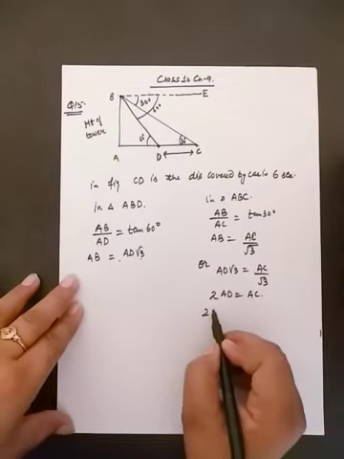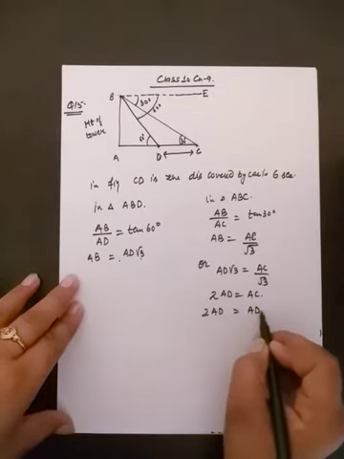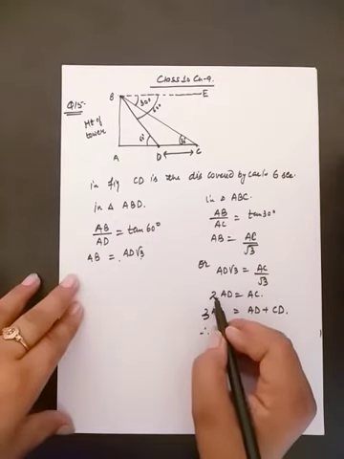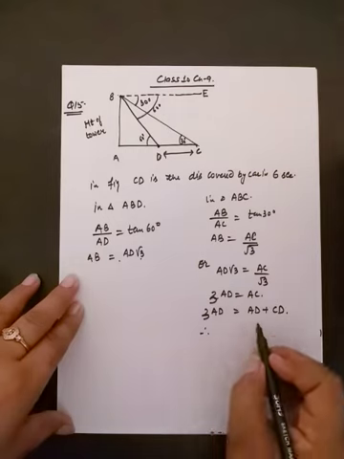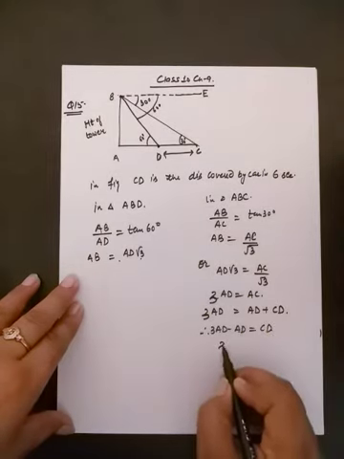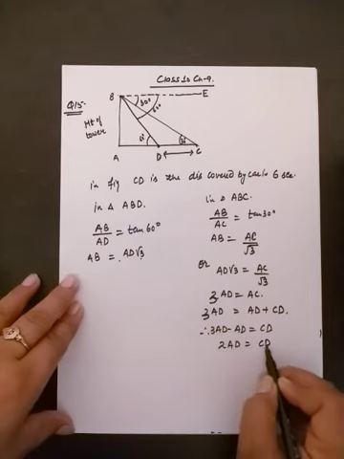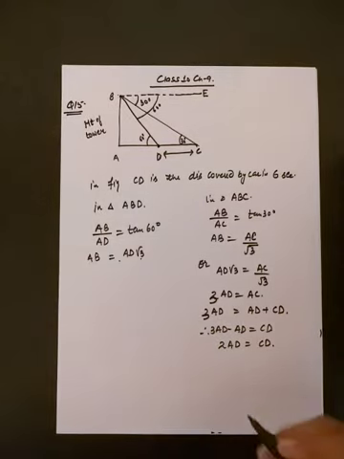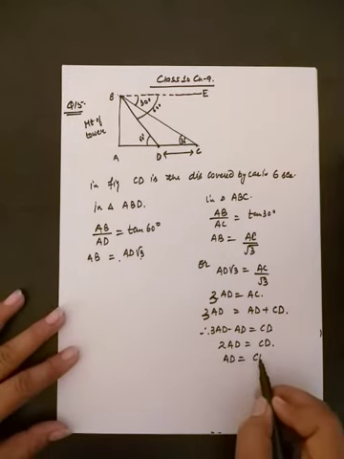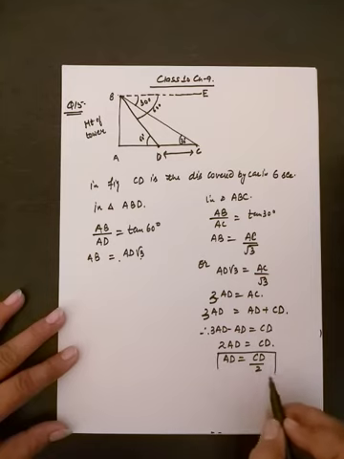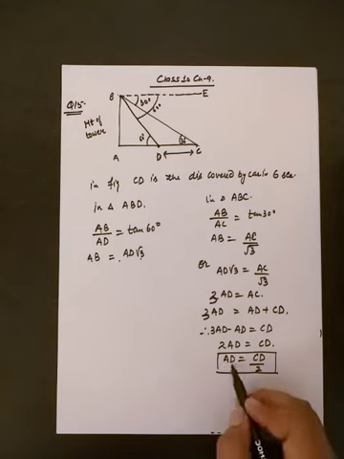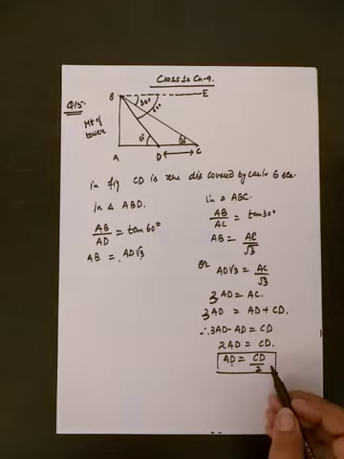But AC can be split into two parts as AD plus CD. So therefore, 3AD minus AD is equal to CD. We get 2AD is equal to CD. So it means AD is CD by 2. So the distance which the car has covered is AD, and CD distance was covered in 6 seconds.